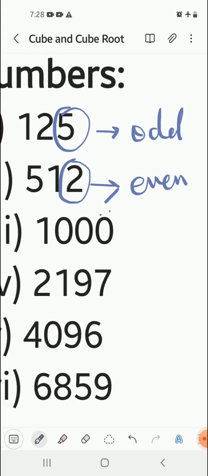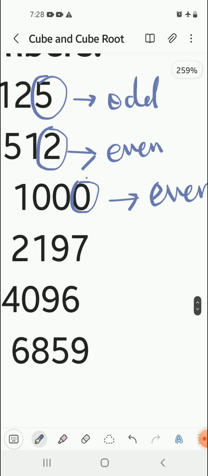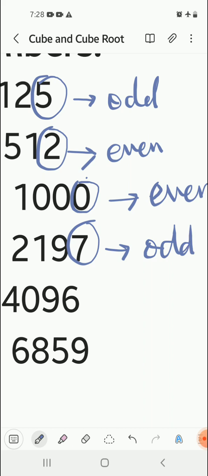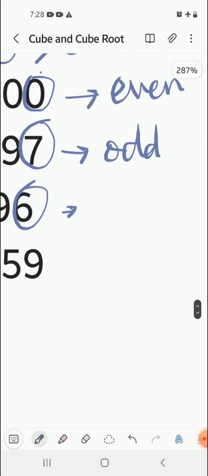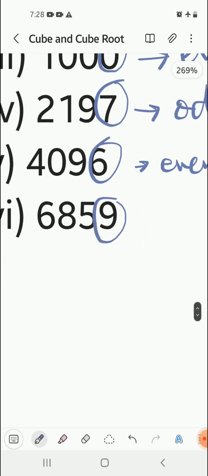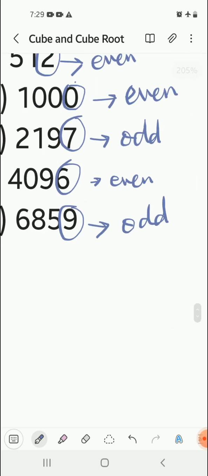So similarly, we're going to do the sum. This will be 0, which is an even number. So its cube is also even. This ends with 7, so odd number, so its cube is also odd. This is 6, it ends with an even number, so it's going to be an even number. And it ends with 9, which makes it an odd number, so this will be an odd number.